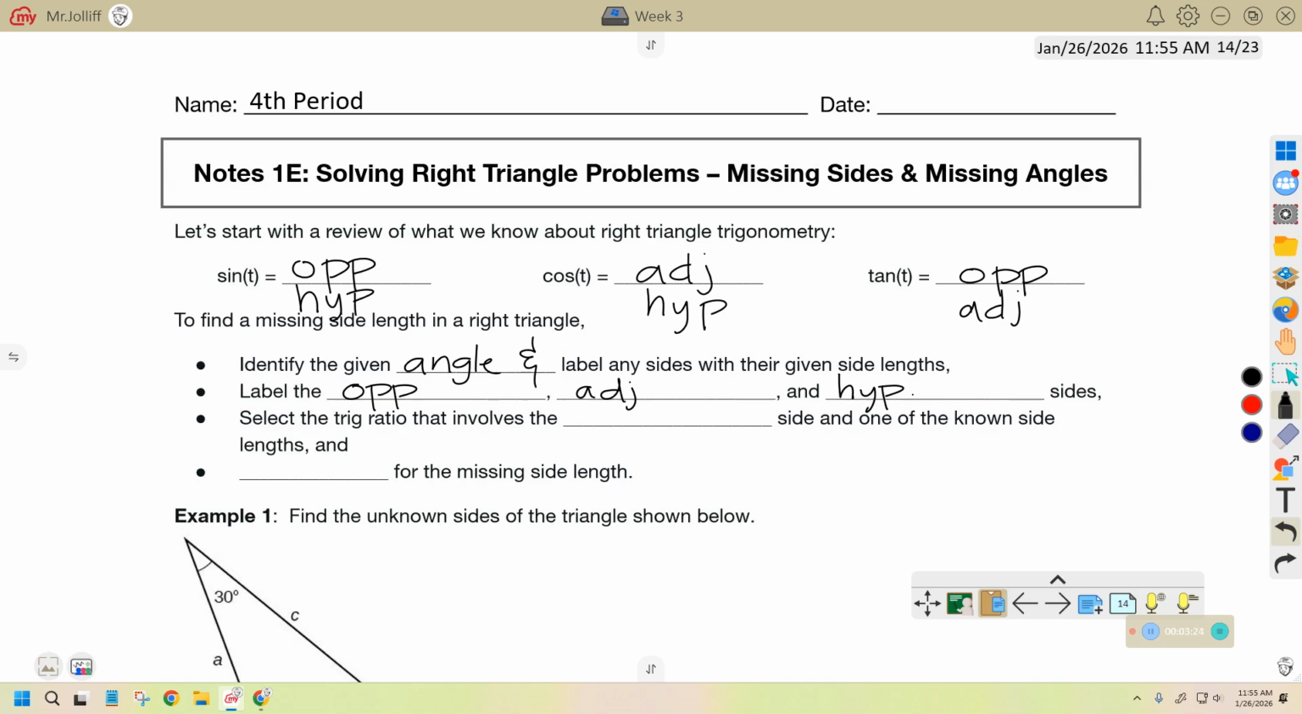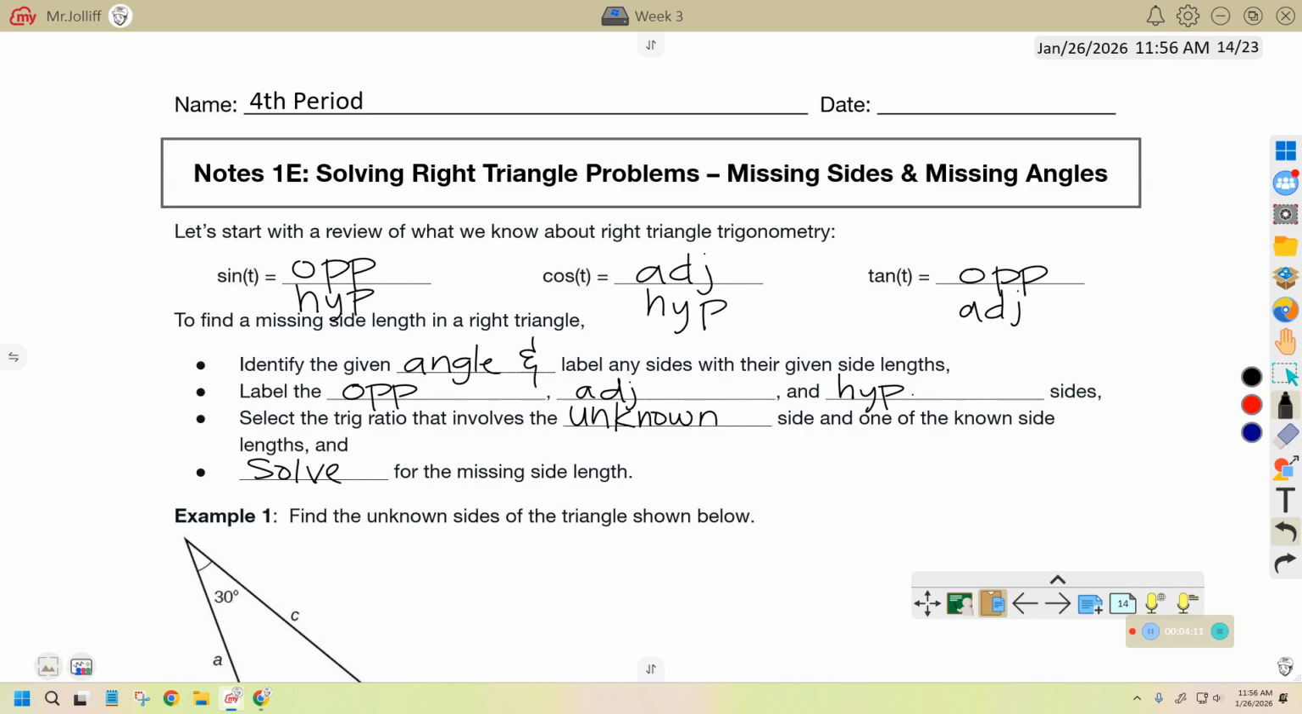Once I've done that, I'm going to select a trig ratio that involves the unknown side and one of the sides that I know the length of. So an unknown side and a known side. Meaning in my trig ratio, one of those values will have a number, one will be a variable. So an unknown and a known. And I'm going to set that trig ratio up, and then I'm going to solve for the missing side length. Multiplication or division, depending on whether the unknown is on the top or bottom of my fraction.